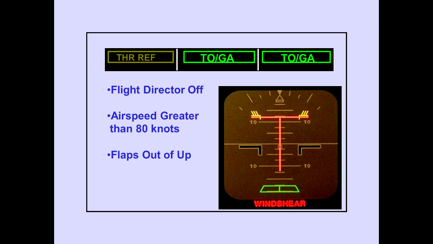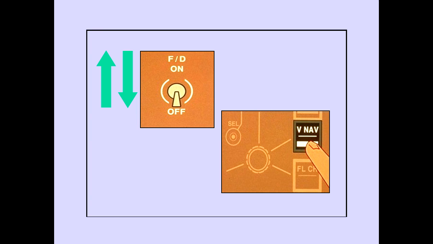If the TOGA switch is pushed with the flight directors off, airspeed greater than 80 knots, and flaps out of up, the command bars will automatically be displayed and provide the appropriate commands. The PFDs will enunciate TOGA whether in the takeoff or approach phase of flight. To reset the flight director, either cycle the flight director switches or select another autopilot mode.